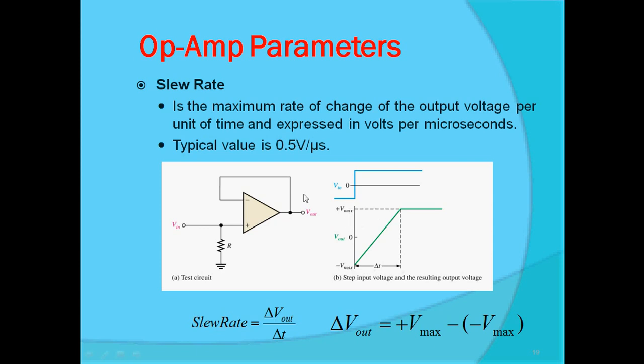whereas it will require a time delta T to change from minus Vmax to plus Vmax. So for this system we can define slew rate as the maximum rate of change of output voltage. What is the change in output? Plus Vmax minus of minus Vmax, and the change in time is delta T. So slew rate is delta V out by delta T.